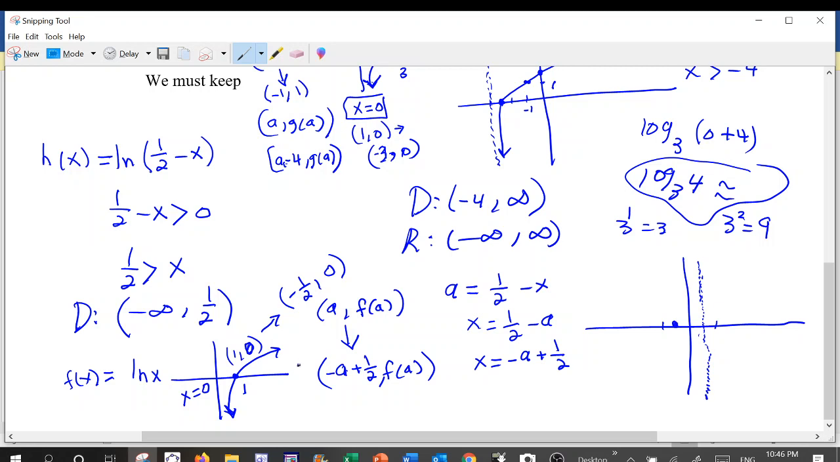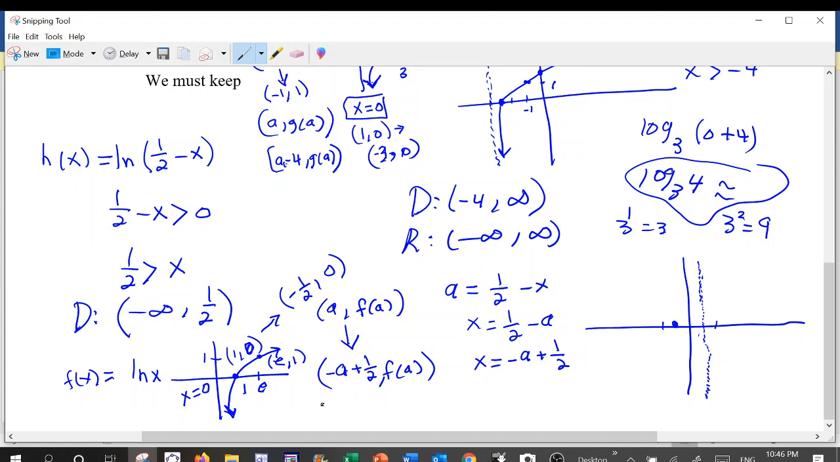Now we have to get another point on this. So why don't we use e? e is like 2.7 something, right? So we're going to put e here. We know ln e is going to be what? It's going to be 1, right? So e goes to 1. And you know e is 2.7 something, right? So where does that point go to?